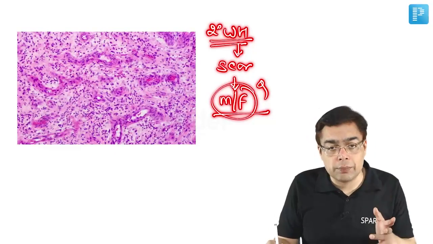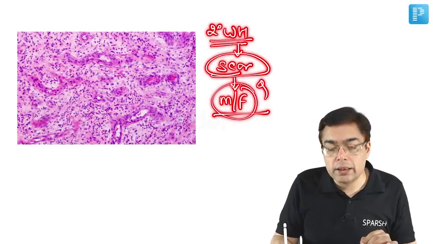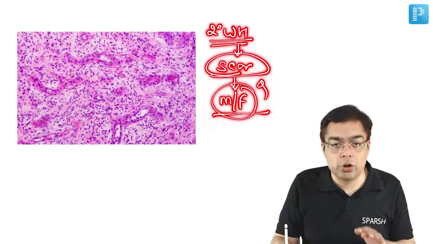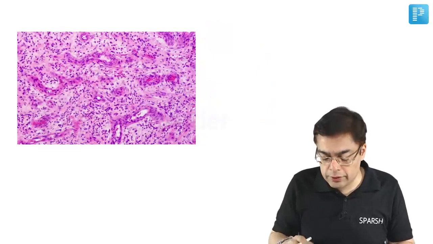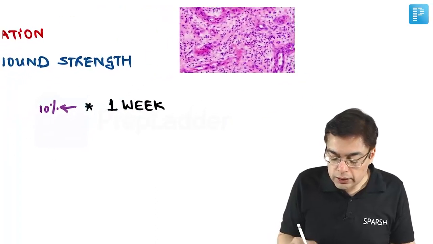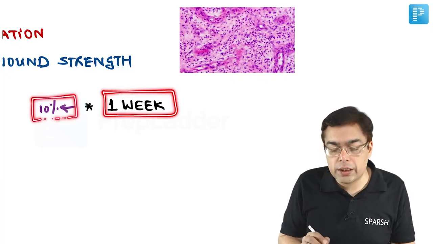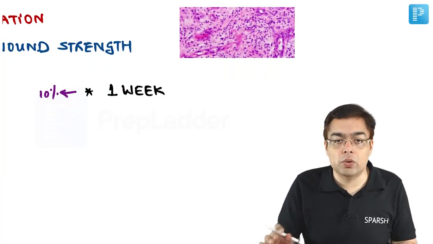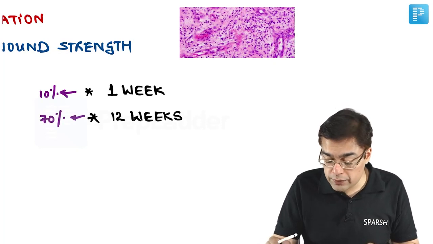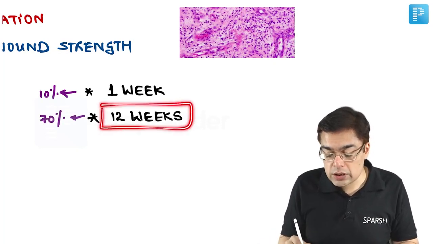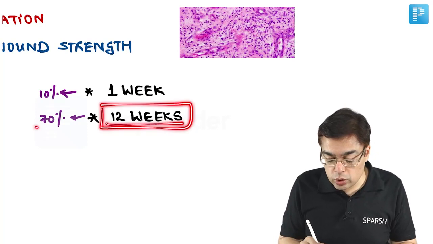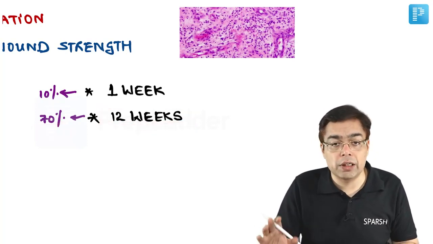Myofibroblast has a contractile property, thereby making the scar shrink in size over a period of time. We also need to be familiar with the fact that at 1 week of wound healing, the strength of the newly formed wound is only 10% of the strength of the original tissue. However, by the end of 3 months, that is by the end of 12 weeks, the strength of the wound is going to become almost 70%.